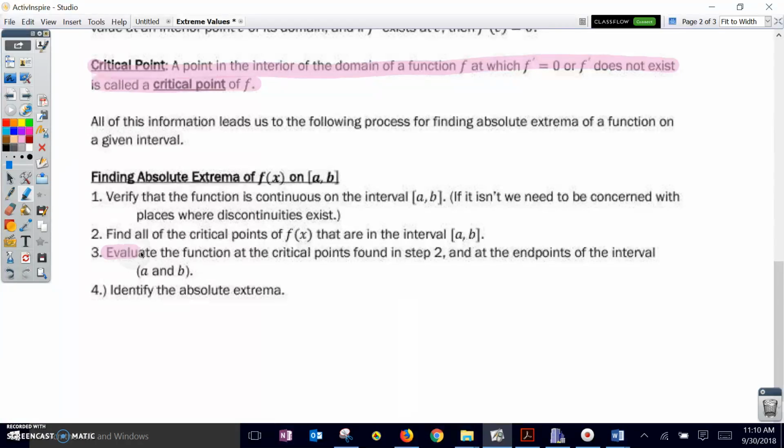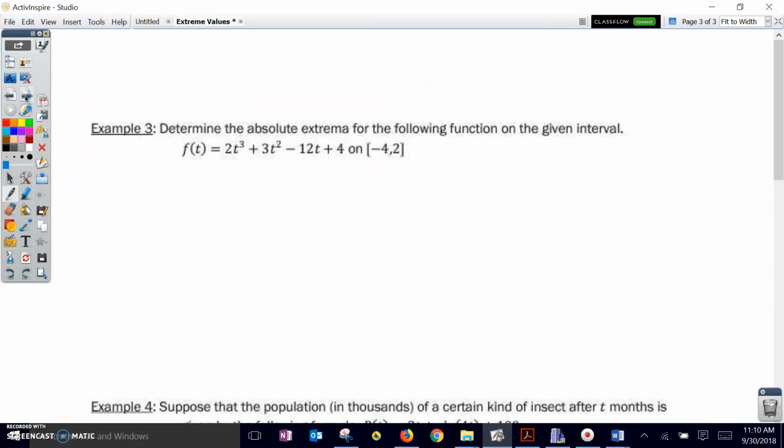So whenever we're looking for absolute extrema, we're concerned with two places. We're concerned with the critical points of the function and the endpoints of the interval. And then we're going to identify the absolute extrema. Let's look at an example of this.